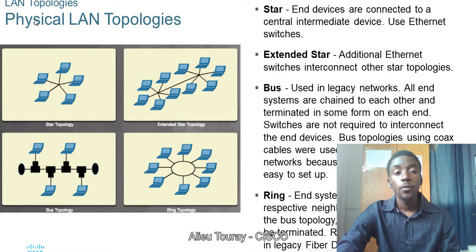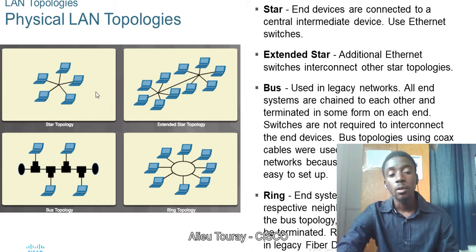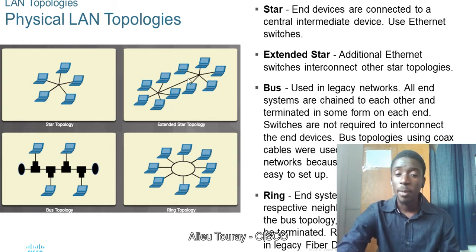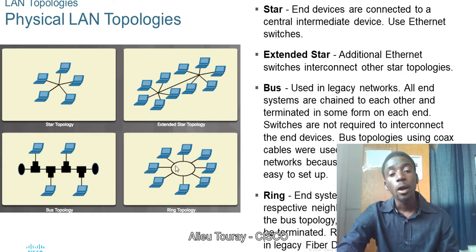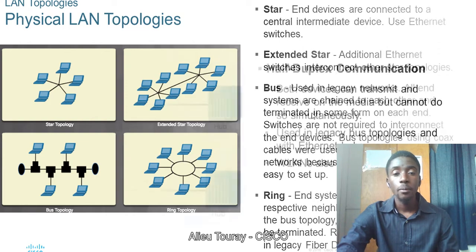So that's basically what it is. So we have the physical LAN topologies, we have star topology, extended star, bus, ring. All of these are different types of topologies, but this one is very bad. With the bus topology, it's bad. With extended star, it is kind of bad, and with the ring topology, somehow it's better. With the star topology, also it's somehow better, because one device failing would not affect the other. But with a bus topology, if one device fails, the entire network goes down.